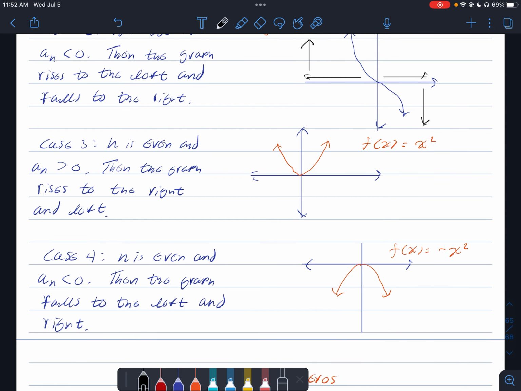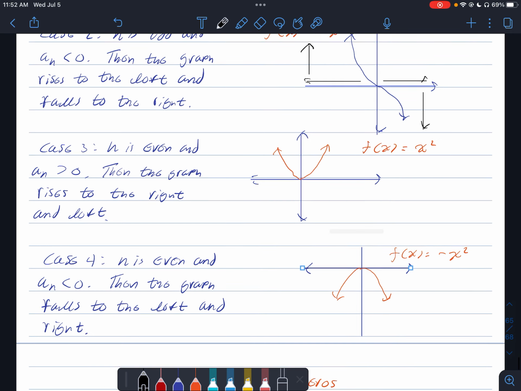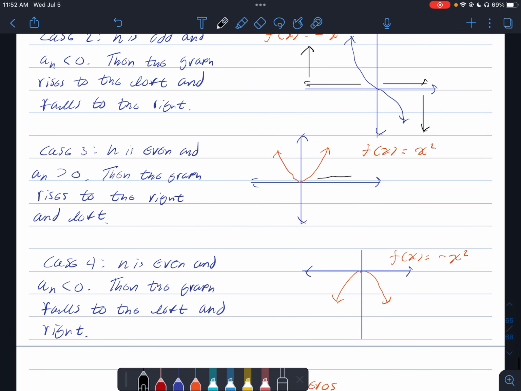Another case is where n is now an even number and a sub n is greater than 0. And in this case, the graph is going to rise to the right and to the left. So as we go off to positive infinity, the graph is also going to go to positive infinity. And as we go to negative infinity, the graph is still going to go to positive infinity. And an example here would be f of x is equal to x squared.